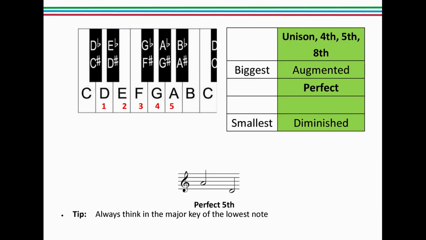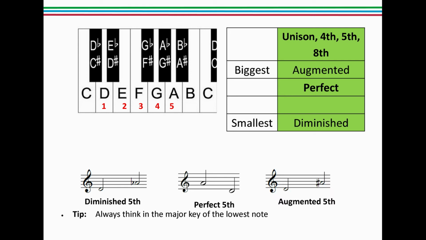Here's another example, going back to our perfect fifth. We're always thinking in the major key of the lowest note, so D to A is a perfect fifth because A is the fifth note of D major. Now on the left of the screen, the A is becoming A flat, so that means that it's half a step lower, so the interval is half a step smaller. We've gone from a perfect fifth to a diminished fifth.